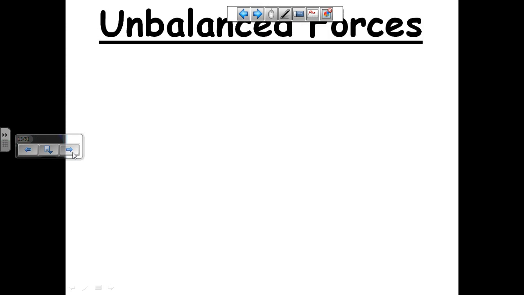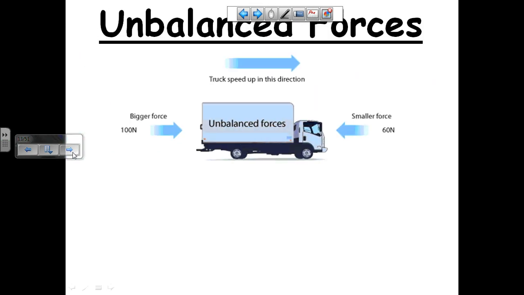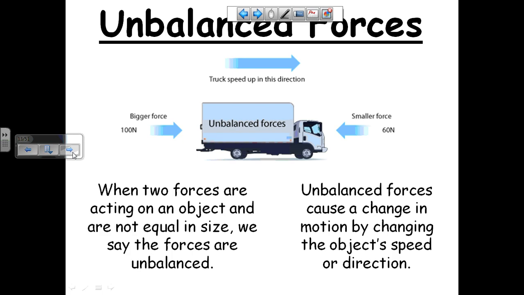Let's now switch gears and talk about unbalanced forces. When two forces acting on an object are not equal in size, then we say the forces are unbalanced. Unbalanced forces will cause a change in motion by changing the object's speed or direction.